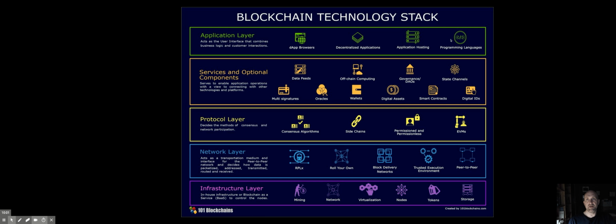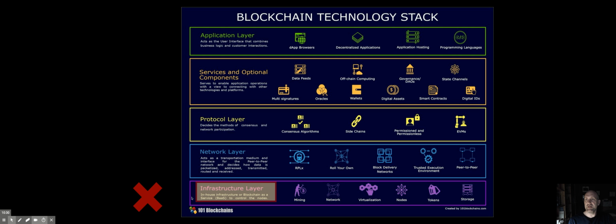Now, blockchain technology can be thought of, and this is another slide that I pulled off the web, in 5 different layers. You have first the infrastructure layer. Now the question is, is that something that is relevant for you if you want to build a platform firm? I would say no, because once you build something on top of an existing blockchain, you don't want to be bothered with the mining activities, the network, the virtualization, all that.